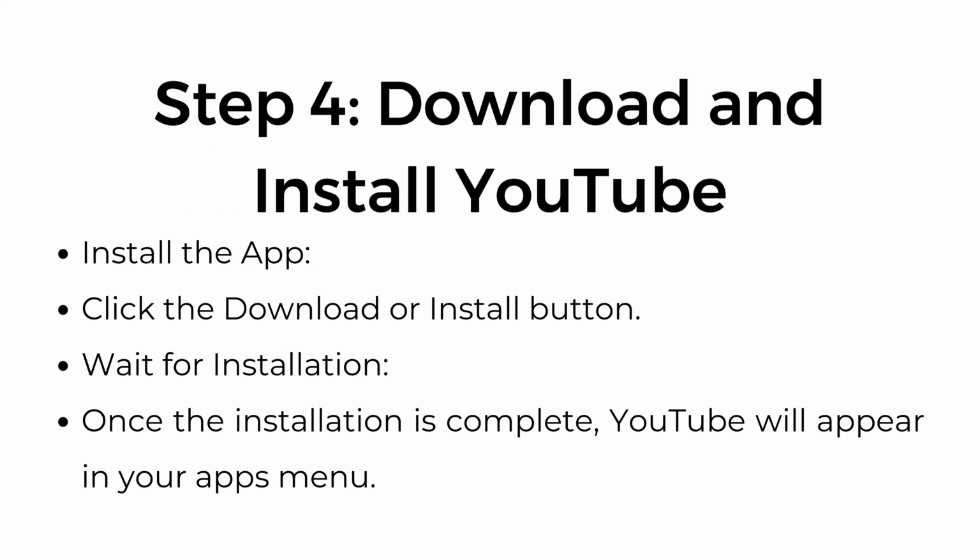Step 4. Download and install YouTube. Install the app. Click the Download or Install button. Wait for installation. Once the installation is complete, YouTube will appear in your app's menu.